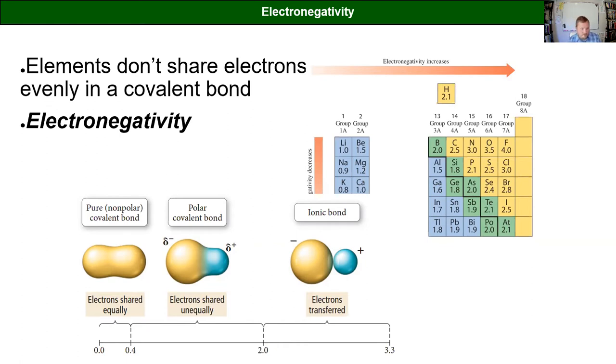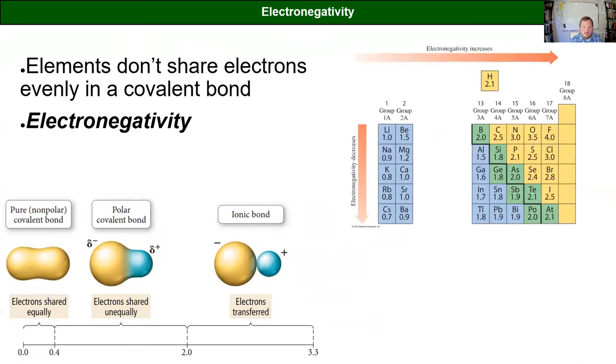And in general, we see the same trend. The closer you get to the top right, the more electronegative elements are, if we exclude the noble gases especially. Noble gases don't make covalent bonds under normal circumstances, so generally speaking, we don't even consider them to have any electronegativity. So out of everything that makes covalent bonds, more electronegative is to the top right of the periodic table, less electronegative is to the bottom left.